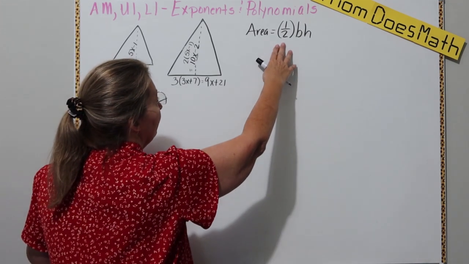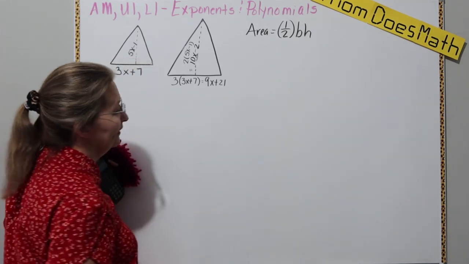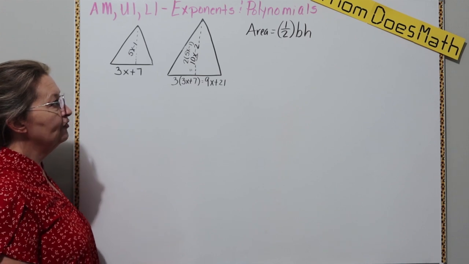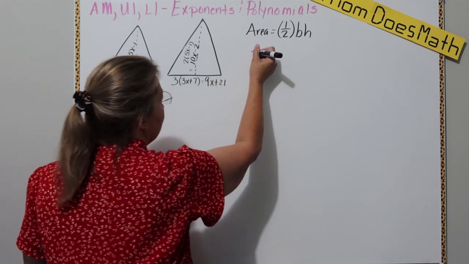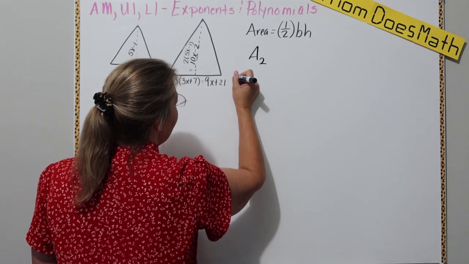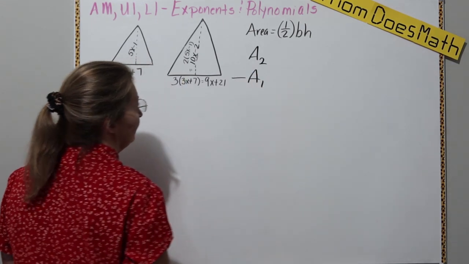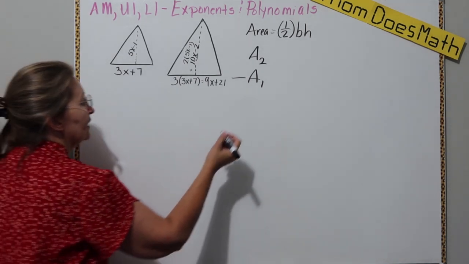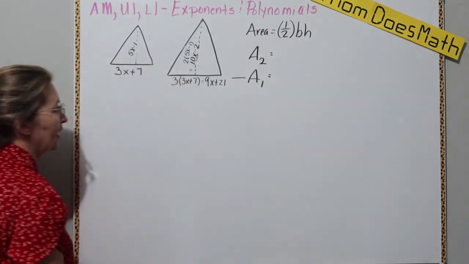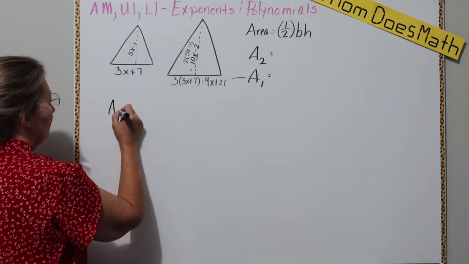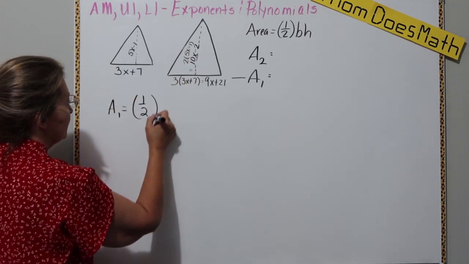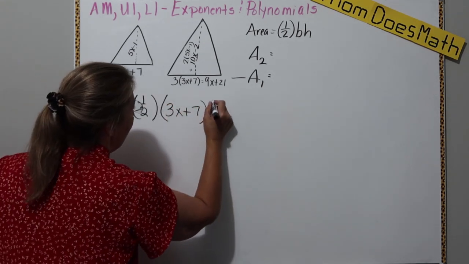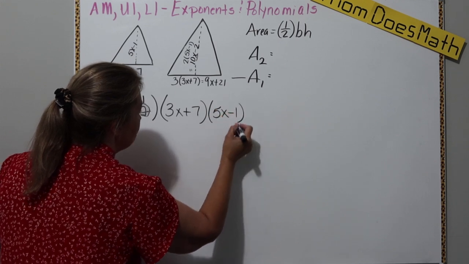Well, the formula for the area of a triangle is 1/2 base times height. Now, when I find the difference, I'm going to want to subtract the small one from the larger. Well, obviously the second one is larger. So what I'm looking at here is A2 minus A1, the area of number 2 minus the area of number 1. So let's find these two areas. All right, area of number 1 is going to be 1/2 times the base, which is 3x plus 7, times the height, which is 5x minus 1.